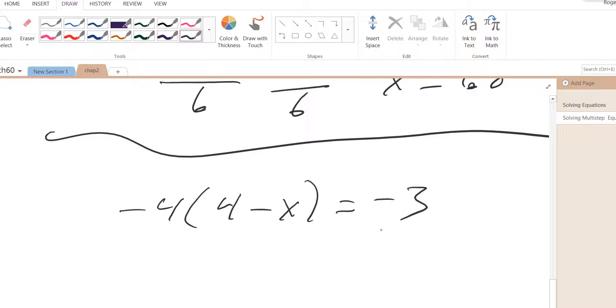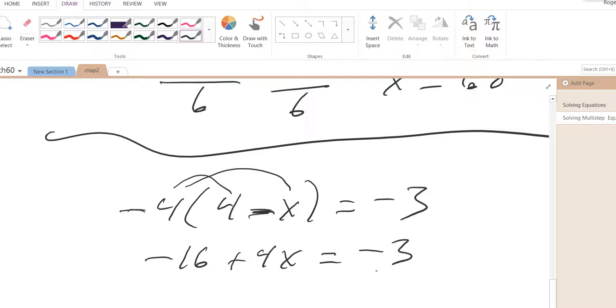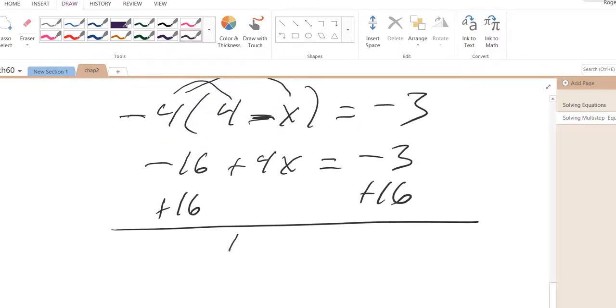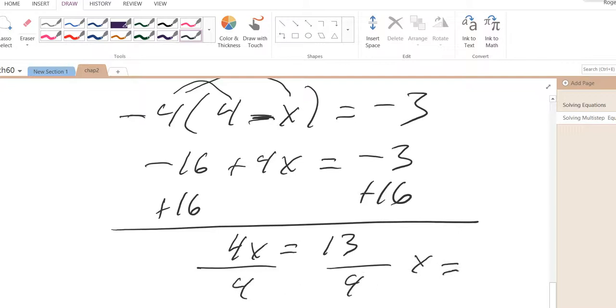So then if we have one like this, same idea. We're going to distribute this through here first. We got a minus and a minus. So there's our plus 4x. Now what do we do? Add 16. Good. We're seeing that. 4x equals 13. And then divide by 4. As you see, all the ones that I make up hardly ever turn out.